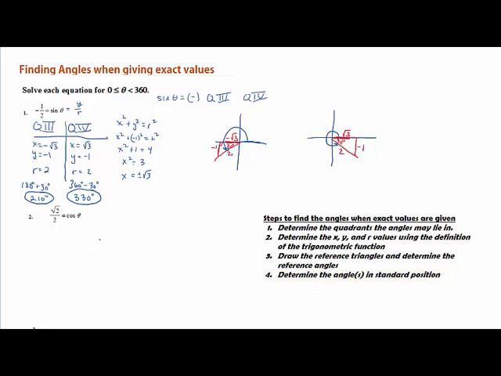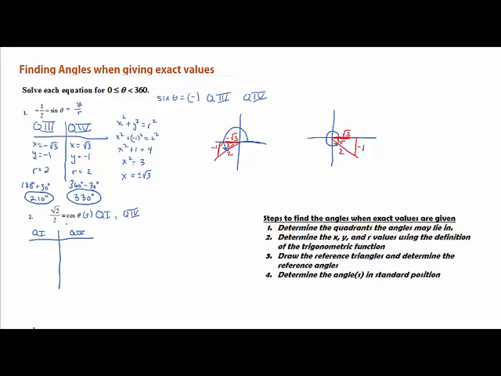Let's take a look at another one here. Again, we have the cosine of theta equals root 2 over 2. When is cosine a positive number? In quadrants 1 and quadrant 4. Positive. So our quadrant 1 and our quadrant 4, let's set up.